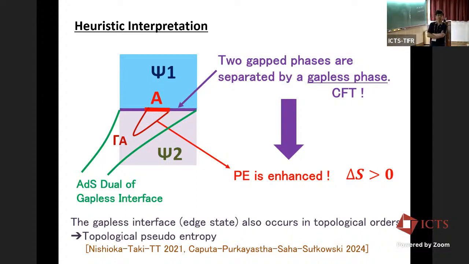Does topological pseudo entropy have a similar relation to pseudo entropy as topological entanglement entropy has to entanglement entropy? Yeah, so in a special case, this topological pseudo entropy is the same as topological entanglement entropy, but in general the initial state and the final state are different. So it is a more general quantity.